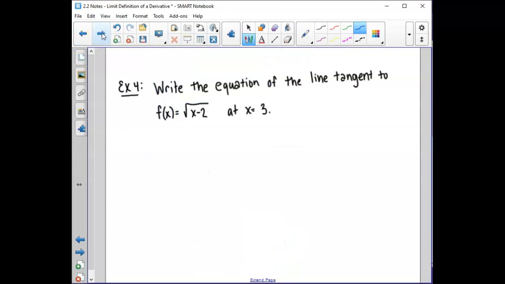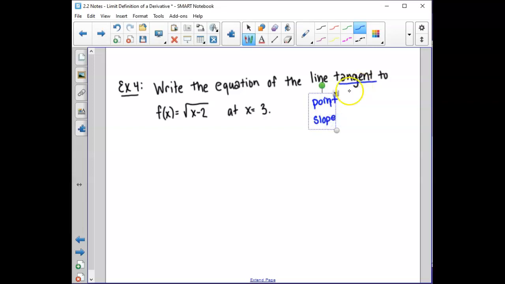All right. So for example 4, we are to write the equation of the line tangent to f of x equals the square root of x minus 2 at x equals 3. And so we need to write the equation of the line tangent. And so to write the equation of the tangent line, you're going to need two things. You're going to need a point and a slope.